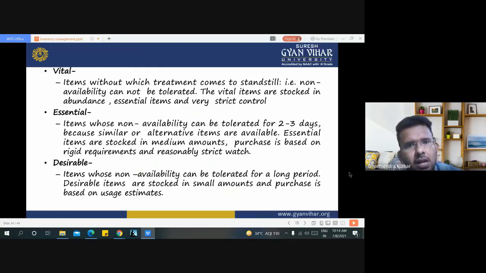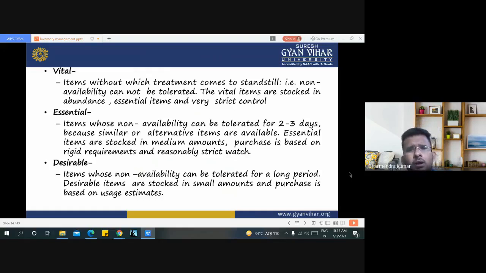Essential items are items whose non-availability can be tolerated for 2 to 3 days because similar or alternative items are available. Essential items are stocked in medium amounts. Purchase is based on rigid requirements and a reasonably strict watch. The desirable item is an item whose non-availability can be tolerated for a long period. Desirable items are stocked in a small amount and purchase is based on usage estimates.